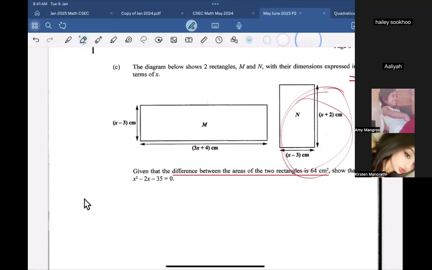So, Vade, let me go ahead and find the area for M. But tell me, Vade, how would I find the area of M? Walk me through it.